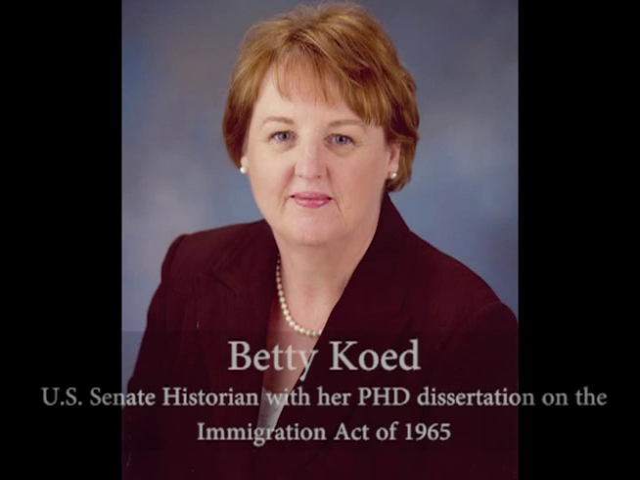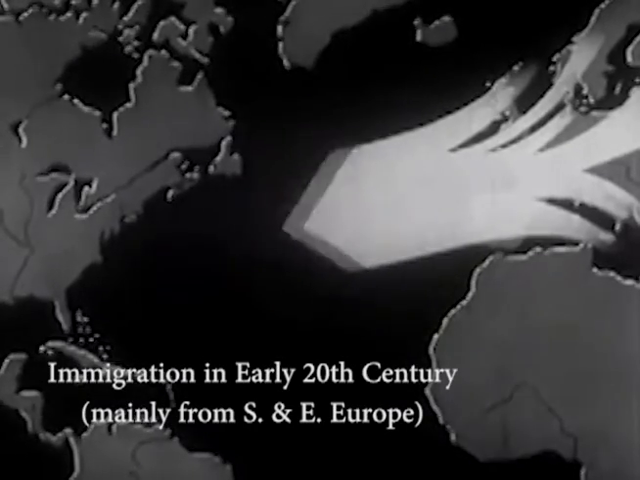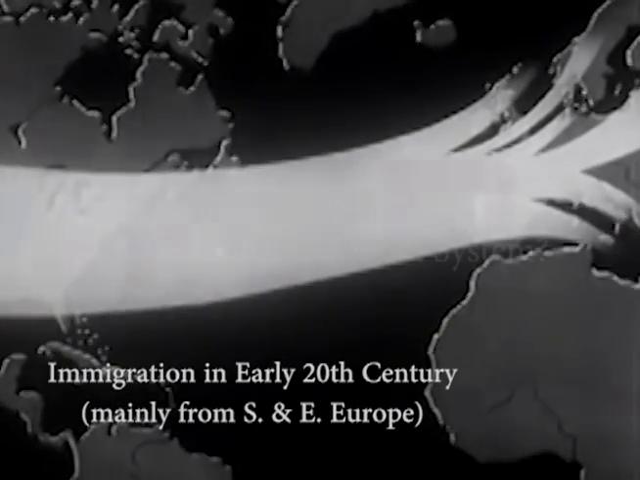In the early 20th century, we had very high levels of immigration, sometimes more than 1 million a year. And it was those high levels of immigration, mostly at that time from Southern and Eastern Europe, that prompted policymakers by 1921 and 1924 to put into place the National Origins Quota System.